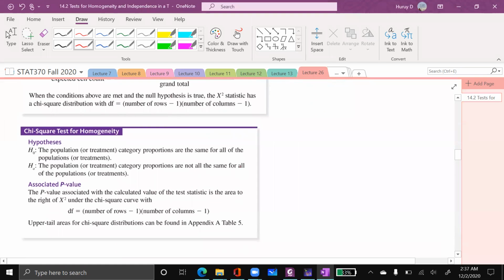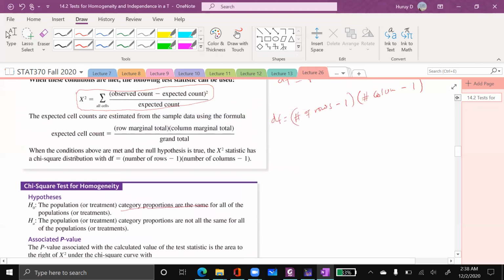And then the hypothesis, we write it this way: the population or the treatments' category proportions are the same for all of the populations or treatments. So we are saying the proportions are all the same. It's not like the first proportion is this much, the second proportion is this much, and so forth. We test whether the proportions are all the same or not. And the alternative hypothesis becomes the category proportions are not all the same for all of the populations.